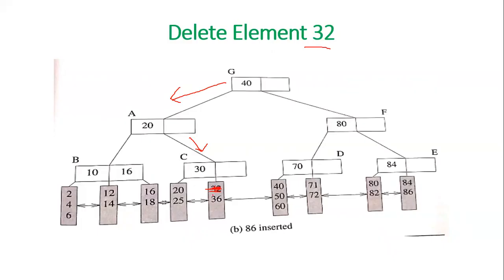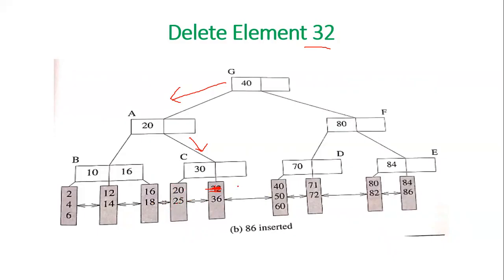Can it borrow from its right sibling? It does not have a right sibling. Can it borrow from its left sibling? No. The left sibling has exactly ceil of m by 2 minus 1 keys. If it donates one key, it will become deficient. So it cannot borrow. So what should we do? We should merge.